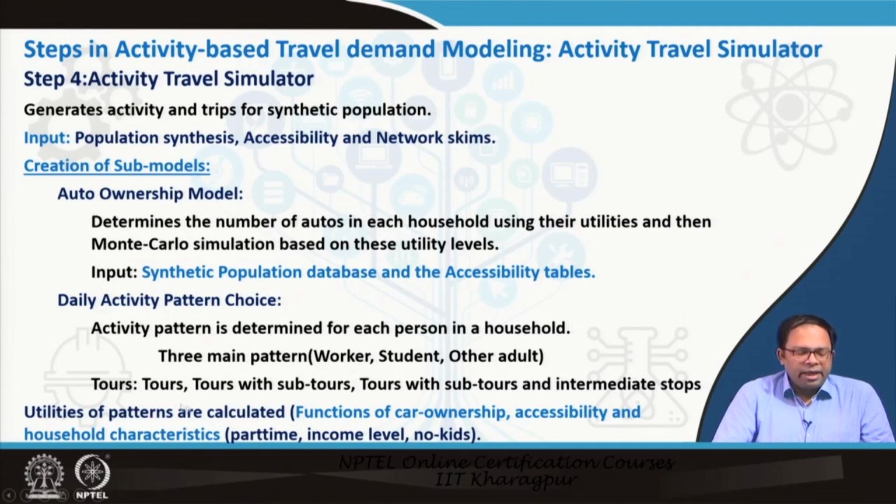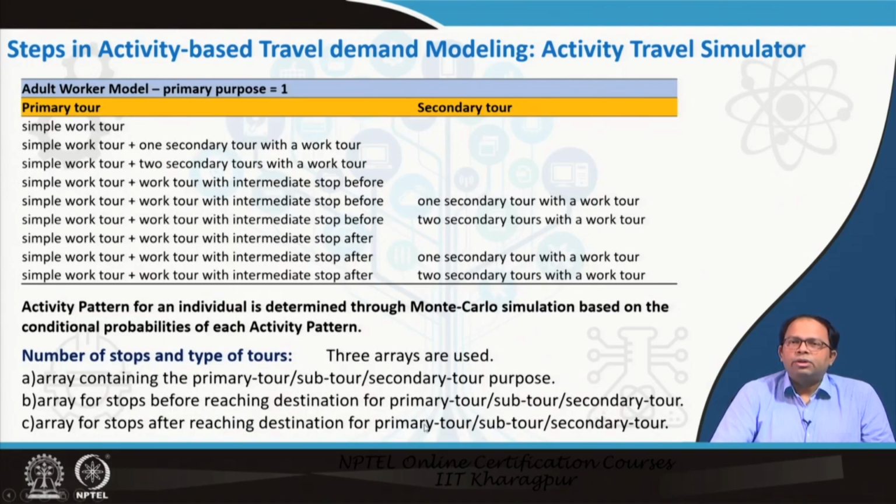Again, for each of these patterns, we calculate utilities based on explanatory variables that are functions of car ownership, accessibility, and then household characteristics such as part-time worker, income level, and having kids or not. That gives different utilities for different activity patterns. And again, using Monte Carlo simulation, we can choose the pattern for that particular household.